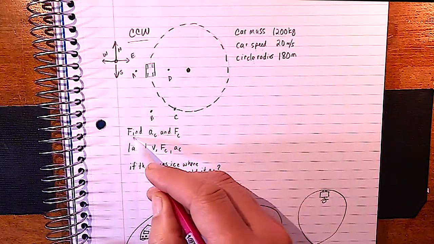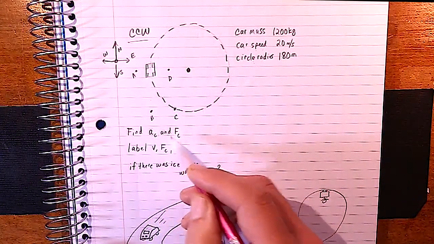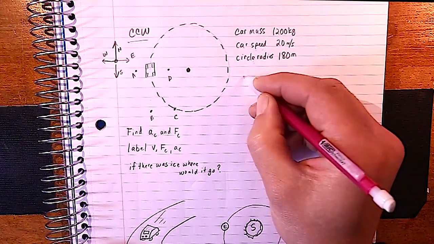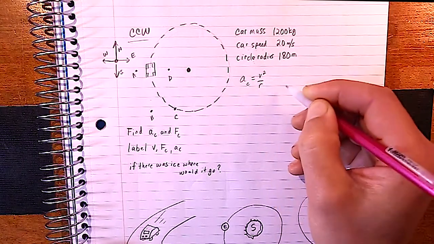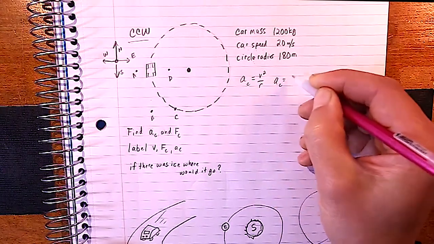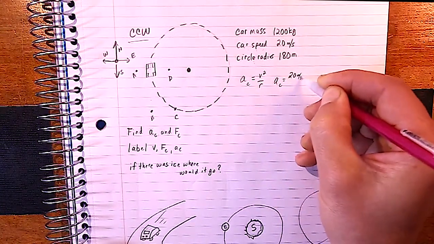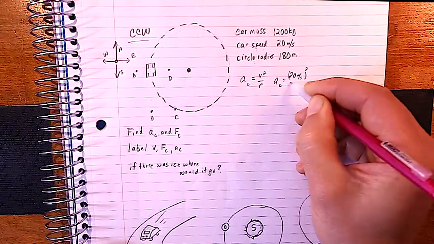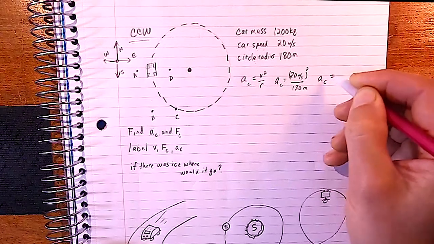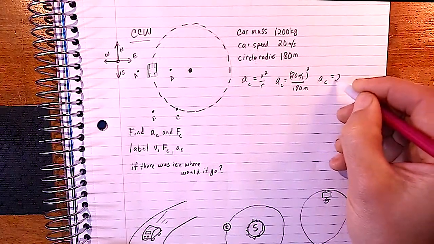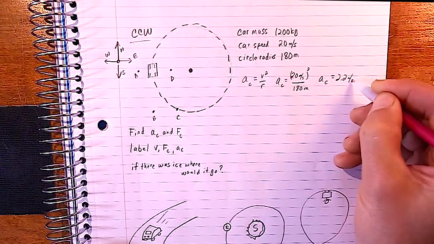So the first question is, find the centripetal acceleration and the centripetal force. So we know that centripetal acceleration is v squared over r. So we can just put in the numbers. We have 20 meters per second squared over 180 meters. So that's going to give us a centripetal acceleration of 2.2 meters per second squared.